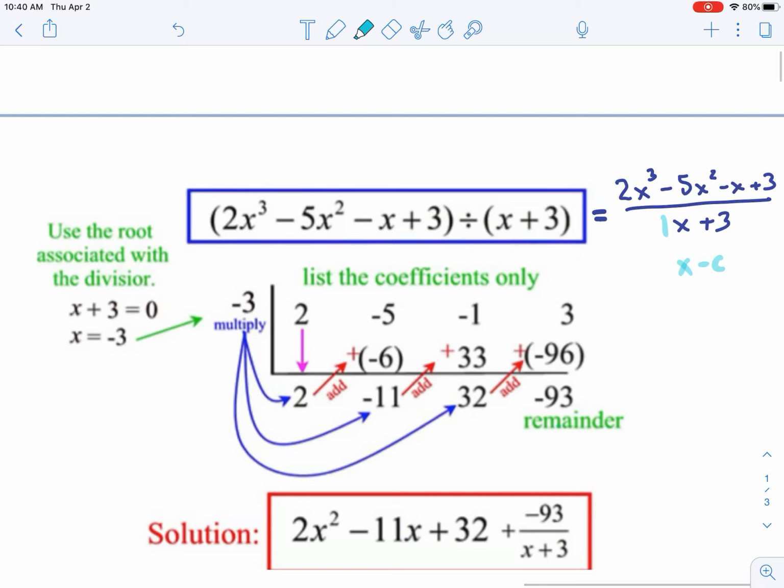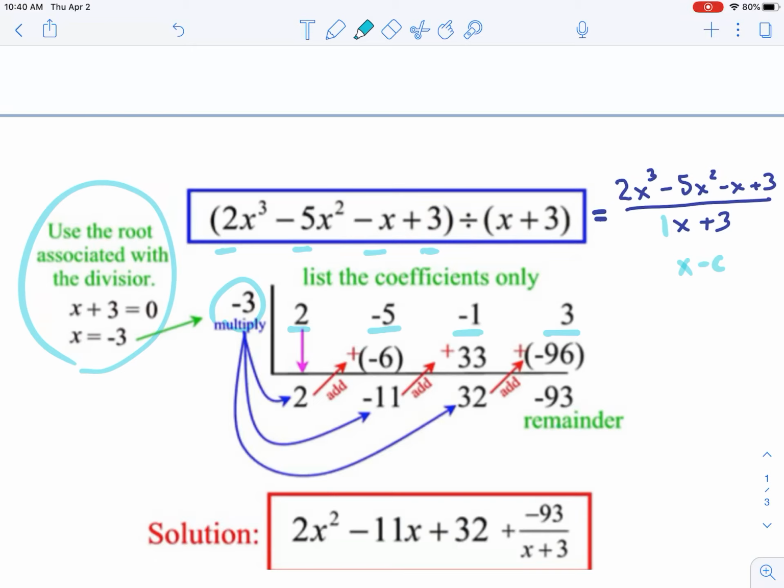I'm going to start by getting the root of the divisor. So in this case, the root is -3. I'm going to list out all of my coefficients. Make sure your coefficients of your polynomial are all there, that you've got x cubed. They're in descending order, x cubed, x squared, x to the first, x to the 0. If you're missing any, you'll need a placeholder. I've got all of them here. So 2, -5, -1, and 3. Those are the coefficients of the polynomial.